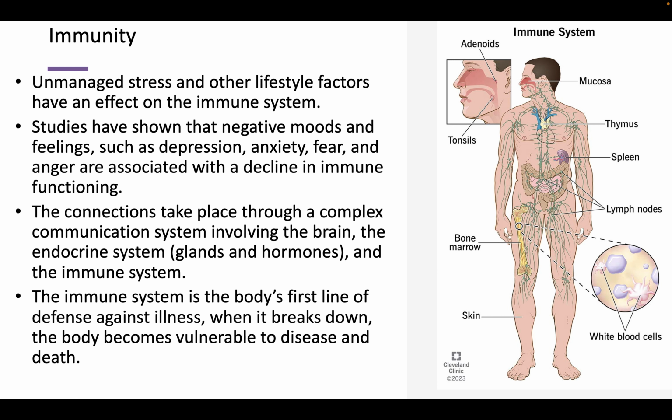Unmanaged stress and other lifestyle factors have an effect on the immune system. Studies have shown that negative moods and feelings such as depression, anxiety, fear, and anger are associated with a decline in immune functioning. The connections take place through a complex communication system involving the brain, the endocrine system, glands and hormones, and the immune system. The immune system is the body's first line of defense against illness. When it breaks down, the body becomes vulnerable to disease and death.